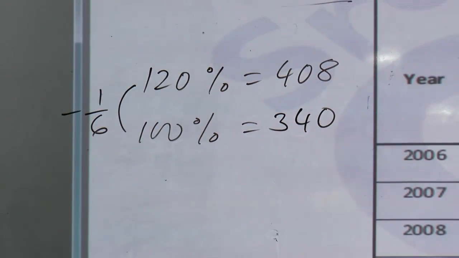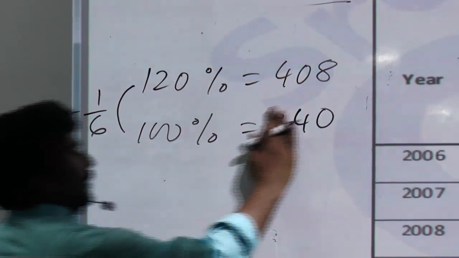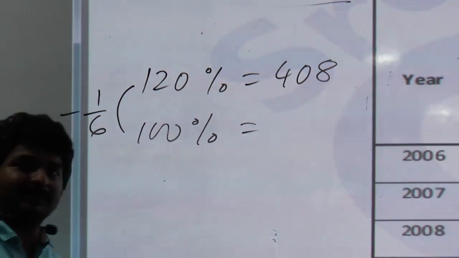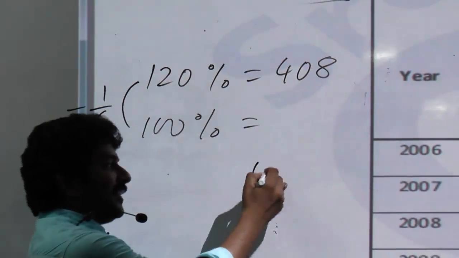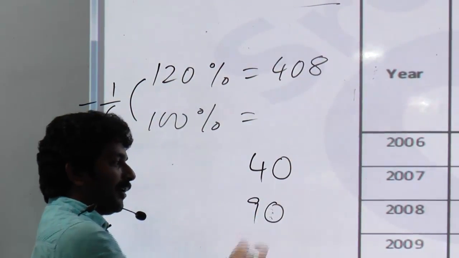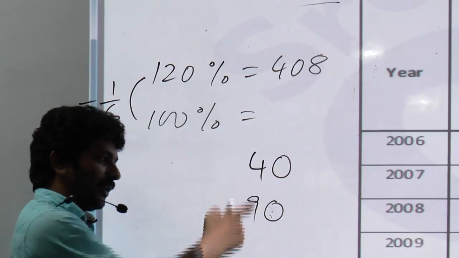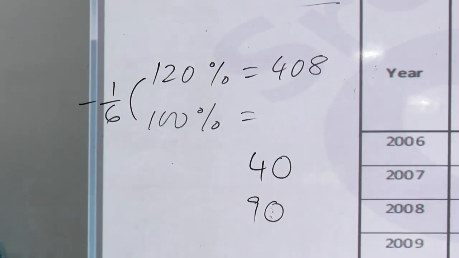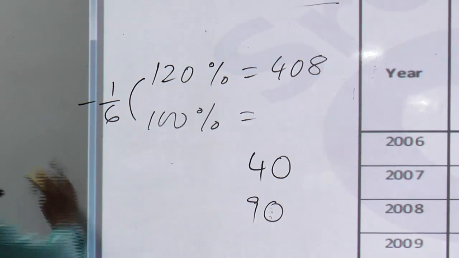48. You know that 20% ends with 8. 10% can either end with 4 or 9. 100% either end with 40 or 90. There is only one option which ends with 40 or 90. Next. 48.